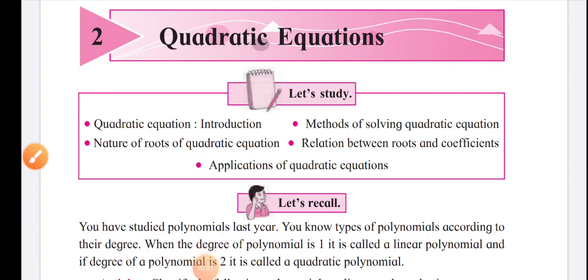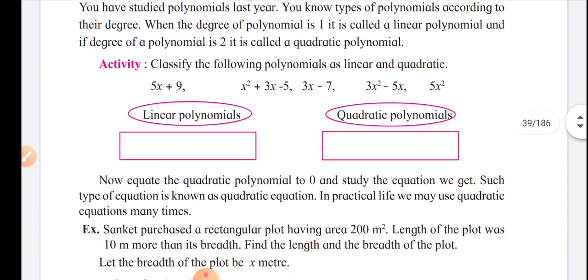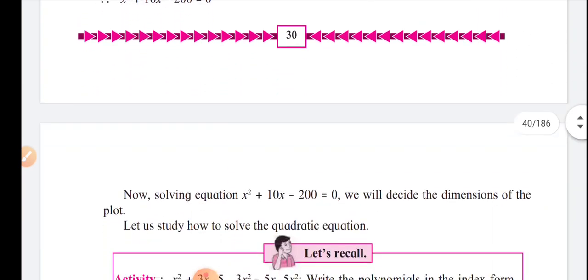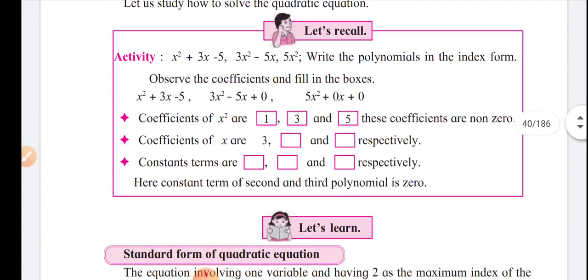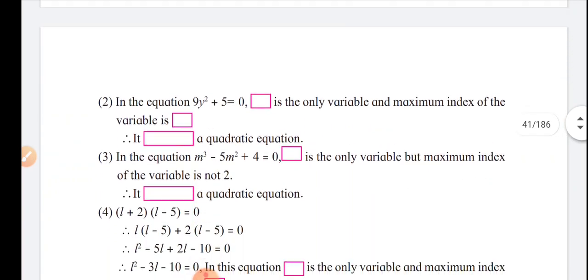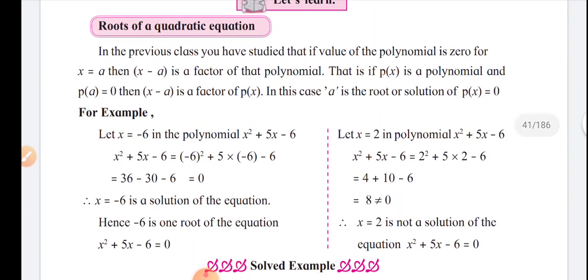In the last lecture, we have already discussed what a quadratic equation means, and after that we have seen the standard form of a quadratic equation, and already we have understood how to identify whether a given equation is a quadratic equation or not. Now in this video we are going to start what roots of a quadratic equation mean. Okay, so concentrate here and try to understand.